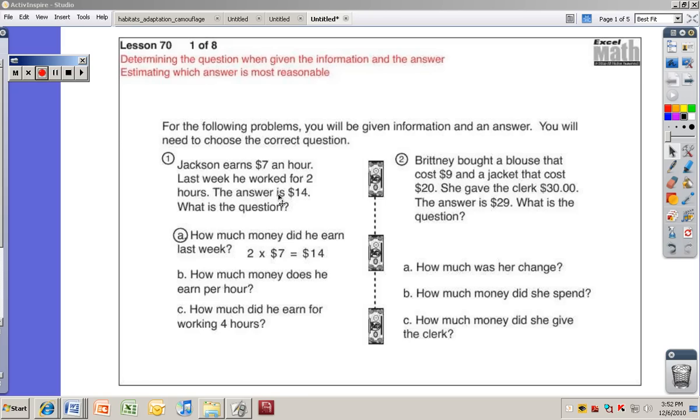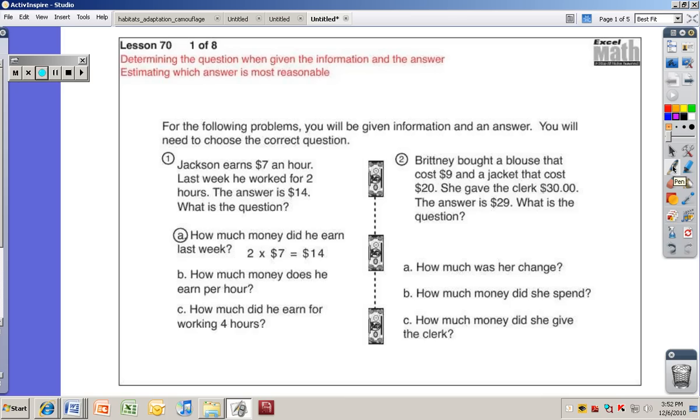All right, this is Excel level 5th grade, lesson number 70. Lesson 70 for Excel 5th grade, and what you're going to be learning today: determining the question when given the information and the answer, and then estimating which answer is most reasonable. And some of these can be a little tricky, but I don't think you'll have too much trouble.